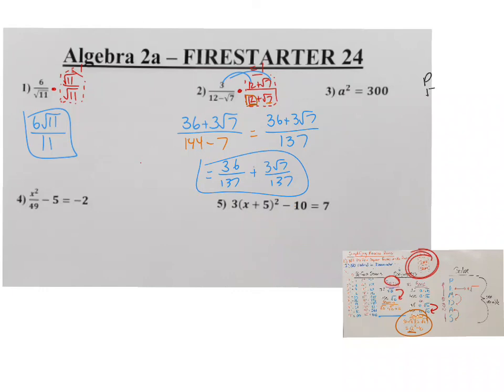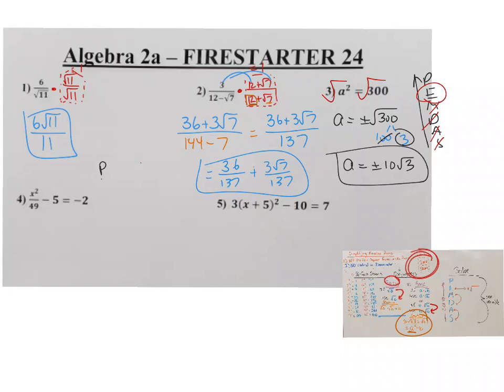Number 3, PEMDAS is backwards, because that's what we've done every time I see one variable and an equal sign. There's no subtraction, no addition, no division. There's no multiplication. I don't know why I said that. Exponent, so I square root both sides. I end up with A equals plus or minus the square root of 300. 300 is not perfect, but 100 goes into it 3 times. So A equals plus or minus this 100 turns into 10. This 3 stays in jail forever. We are done.